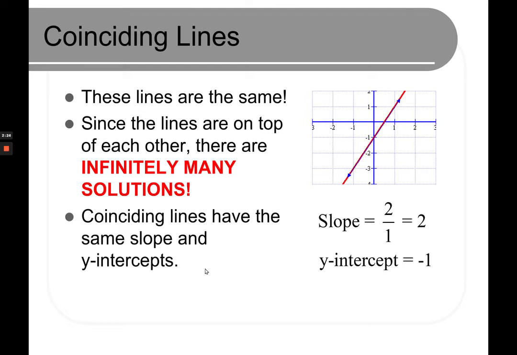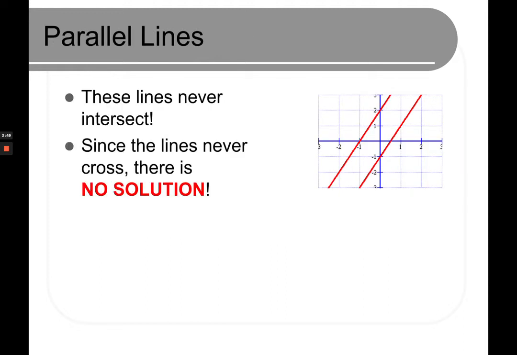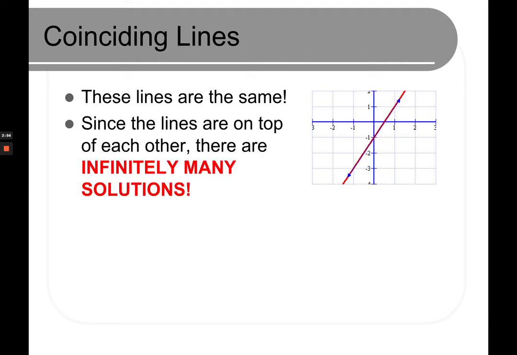Coinciding lines, as a description of the two equations, have the same slope and y-intercept, meaning to say these lines have exactly the same slope and y-intercept. And those are the three possible cases. Again, we have the case of intersecting, there is a solution. The case of parallel, no solution. And the case of coinciding, lines are on top of each other, we can conclude there are infinitely many solutions.